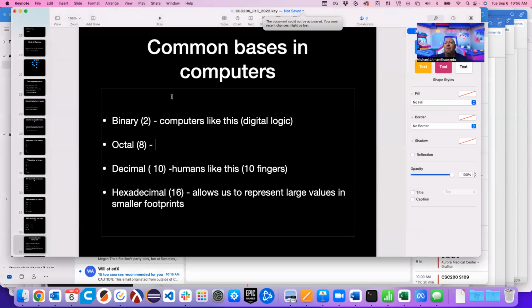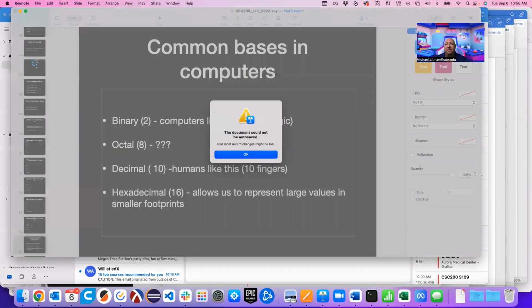All right, so these are common things for computers. We'll just throw some question marks on there for right now.